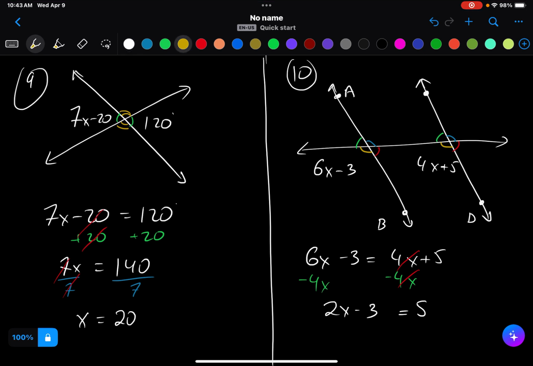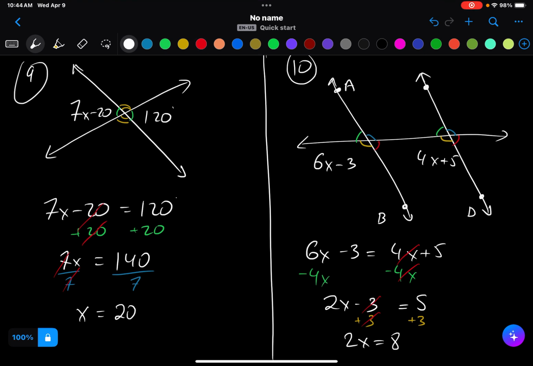Now just solve for x normally. Add 3 to both sides. So that's gone here. So 2x is going to be 8. And then for the last step, just go ahead and divide both sides by 2 to get rid of that 2 on the left side. That's gone here. And x is just going to be 4 because 8 divided by 2 is 4. And that is the answer right there.